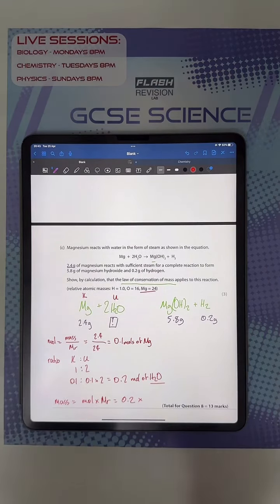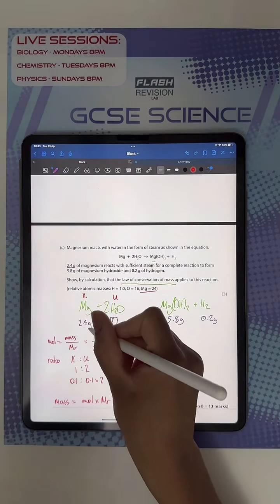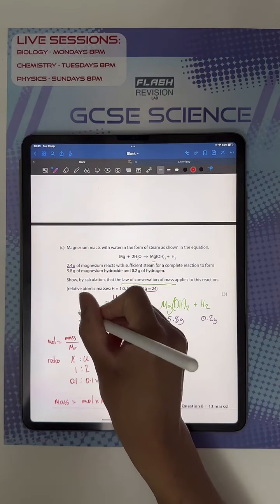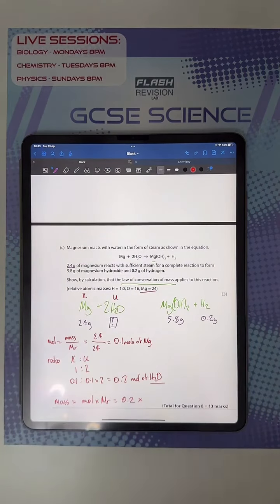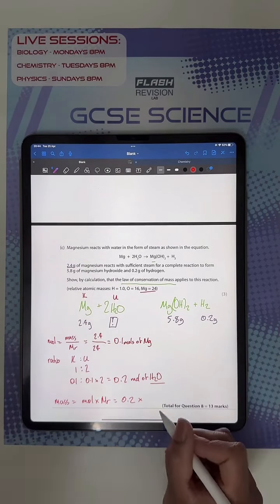Where did I get 0.1 from? From here. We did mass over Mr. That's where I got it from. So I did the mass of 2.4 divided by the Mr of Mg, which is 24. H2O, it's not 36, it's H plus O, so it's 18. Yep, exactly, 18. Not 36, it's 18.